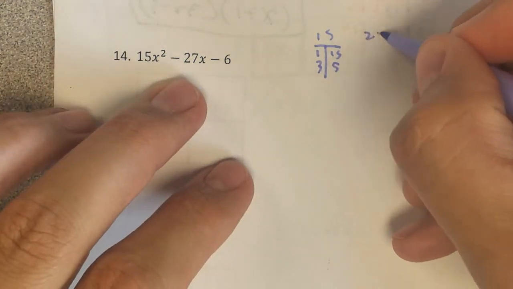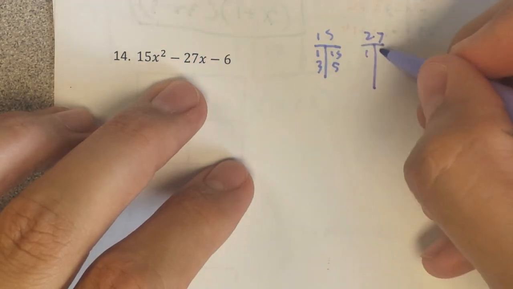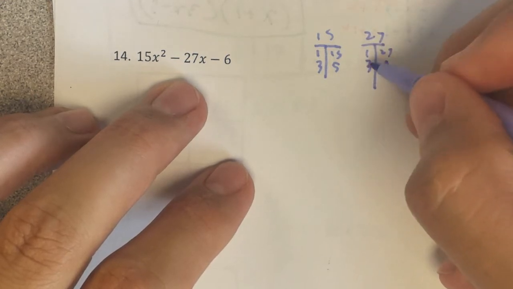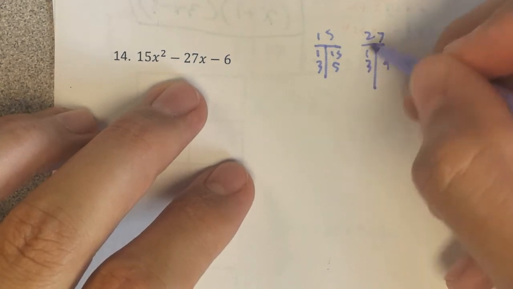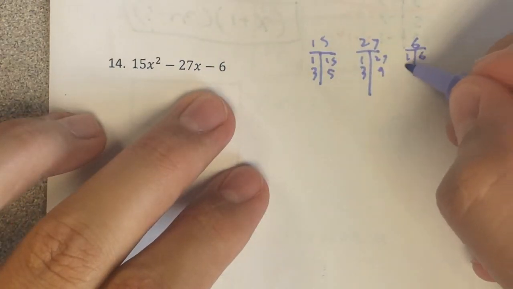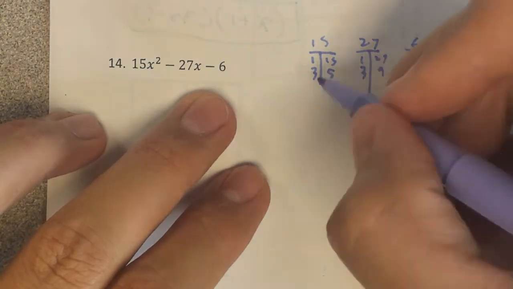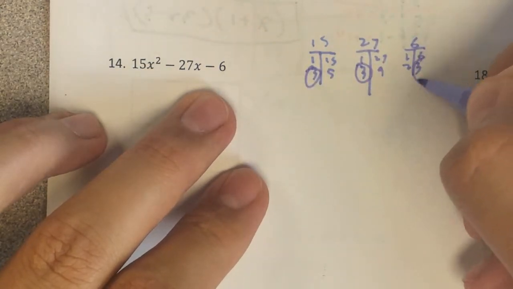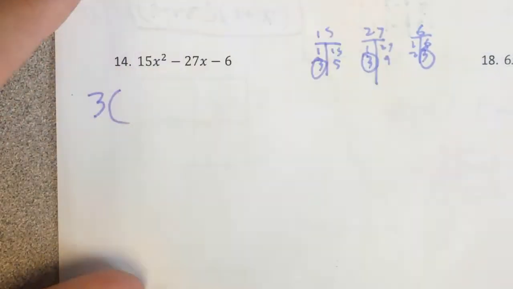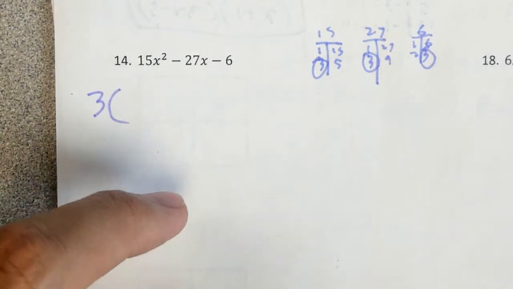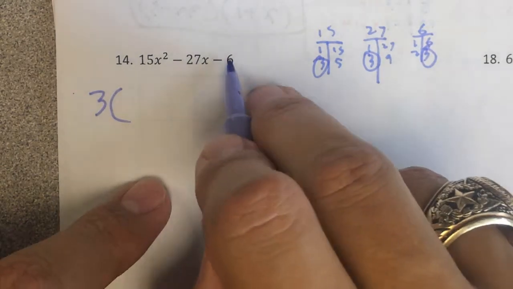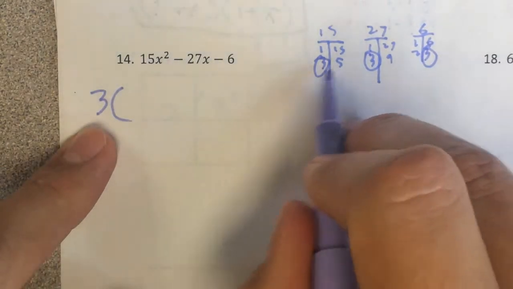Then I have 27. 1, 27, 2 does not work, 3 and 9, 4 doesn't work, 5, 6, 7, 8, repeats, that's it. And then 6 is going to be 1 and 6, 2 and 3. The only one they all have in common, so it has to be the greatest, is 3. So I'm going to pull that 3 out, because that is my GCF. If they all had an X, I could pull that out too, but this one does not have an X.